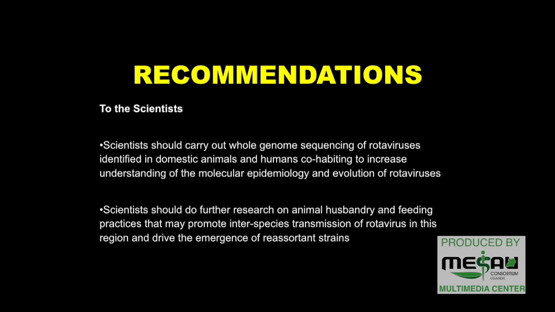To the scientists, since we've seen that when you do whole genome sequencing, we get quite some good information on interspecies transmission, I think this should be continued to increase our understanding of molecular epidemiology and evolution of rotaviruses. But maybe they should carry out these studies using a prospective study, not the cross-sectional one we did, so that they can study more samples and understand better this problem of interspecies transmission. And the scientists should also do research on animal husbandry and feeding practices to understand what are the factors that lead to interspecies transmission.